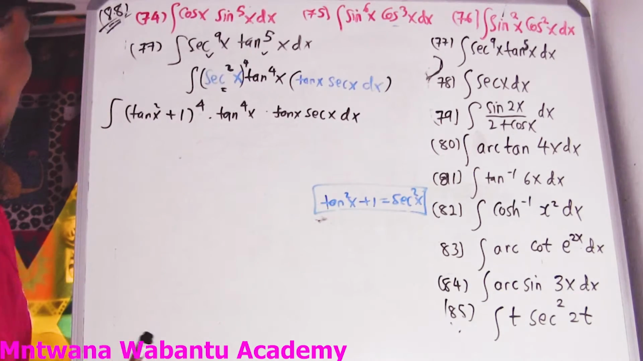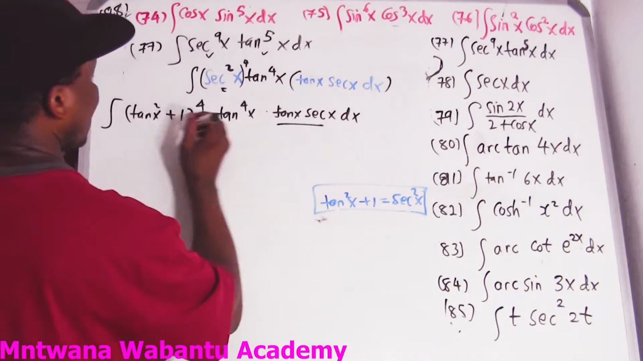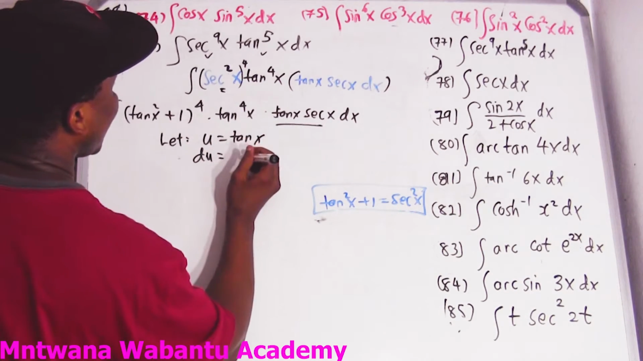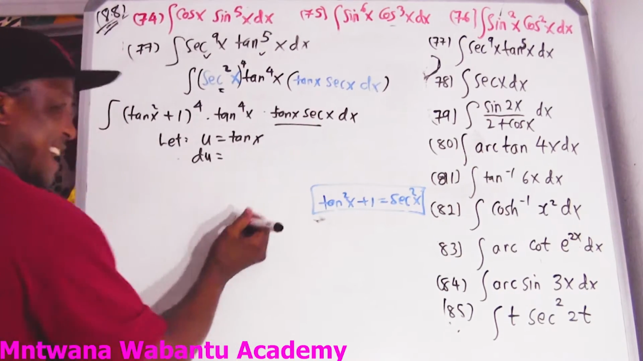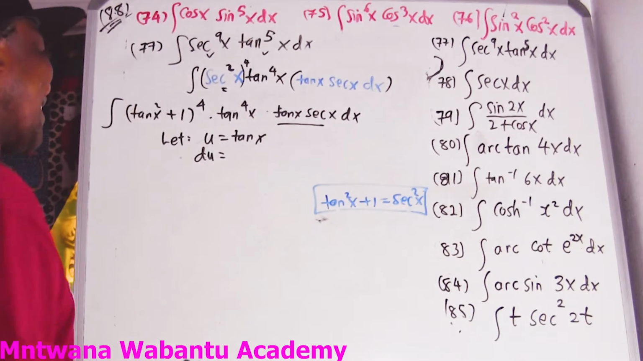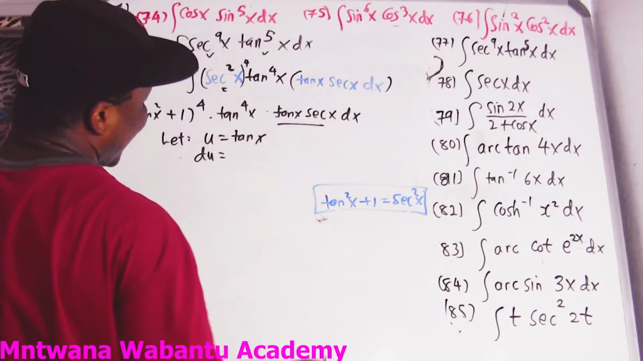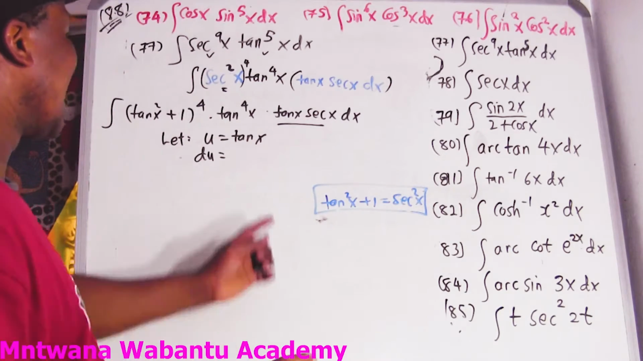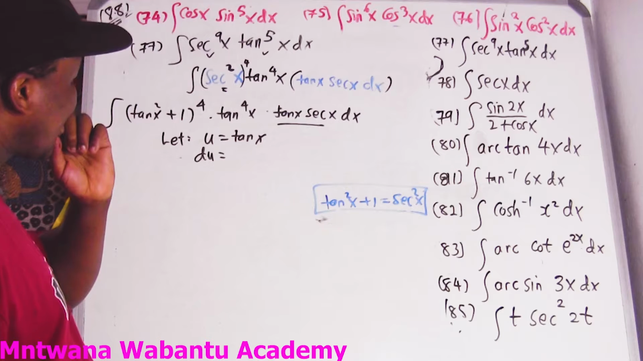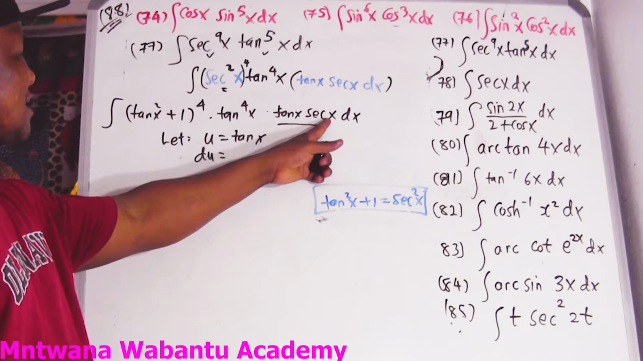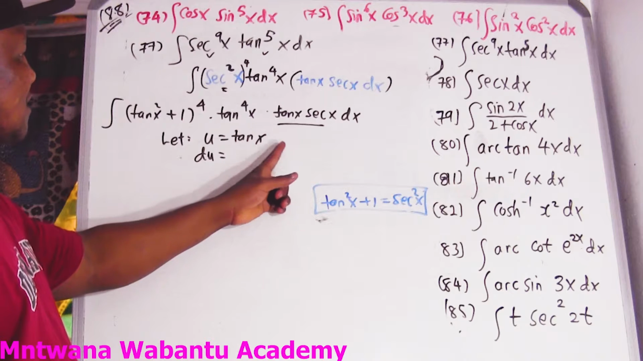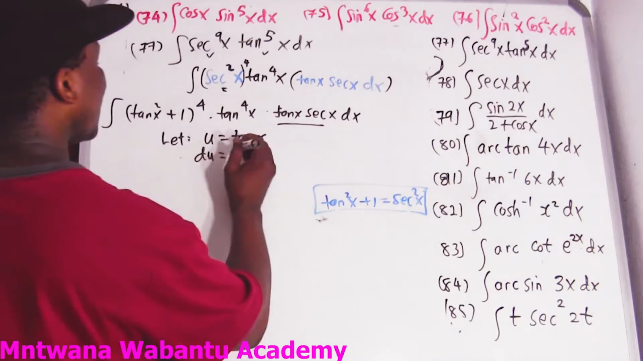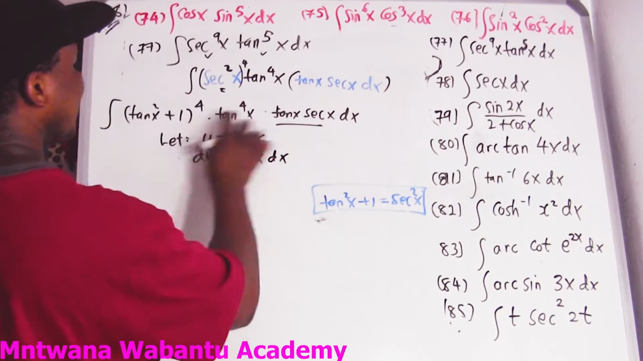Now, if I let u equal to tan x and differentiate, I get, no, I made a mistake. I apologize, because if I differentiate tan, I get sec square, so that was the wrong substitution. I was supposed to do it the other way around. Or if I take sec and differentiate, I get sec tan. Hold on. If I take tan and differentiate, I get sec square x dx, and it's not here. You know what I'm saying?